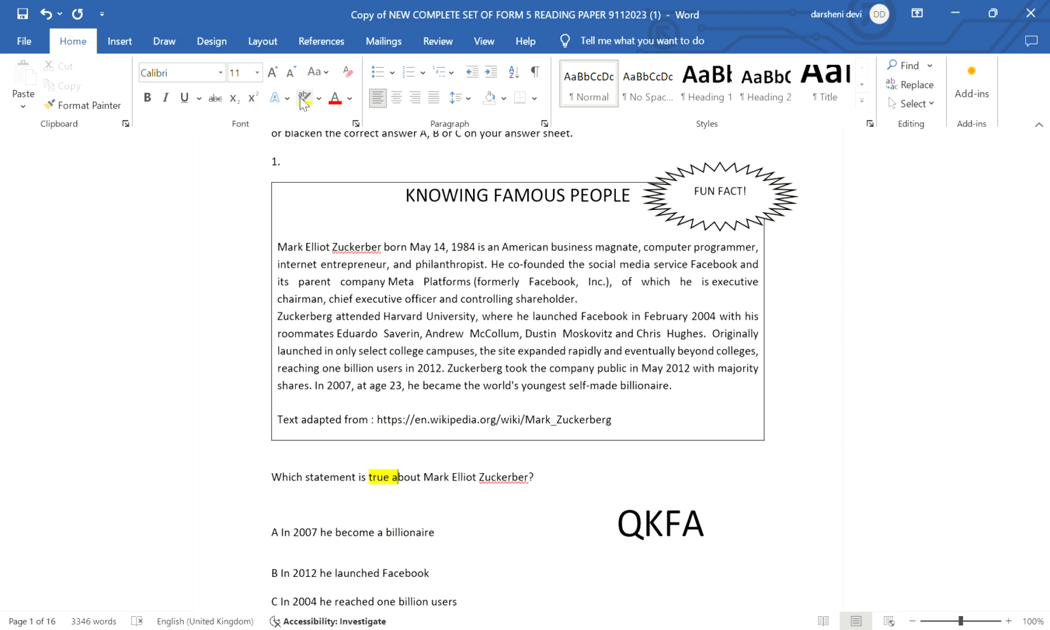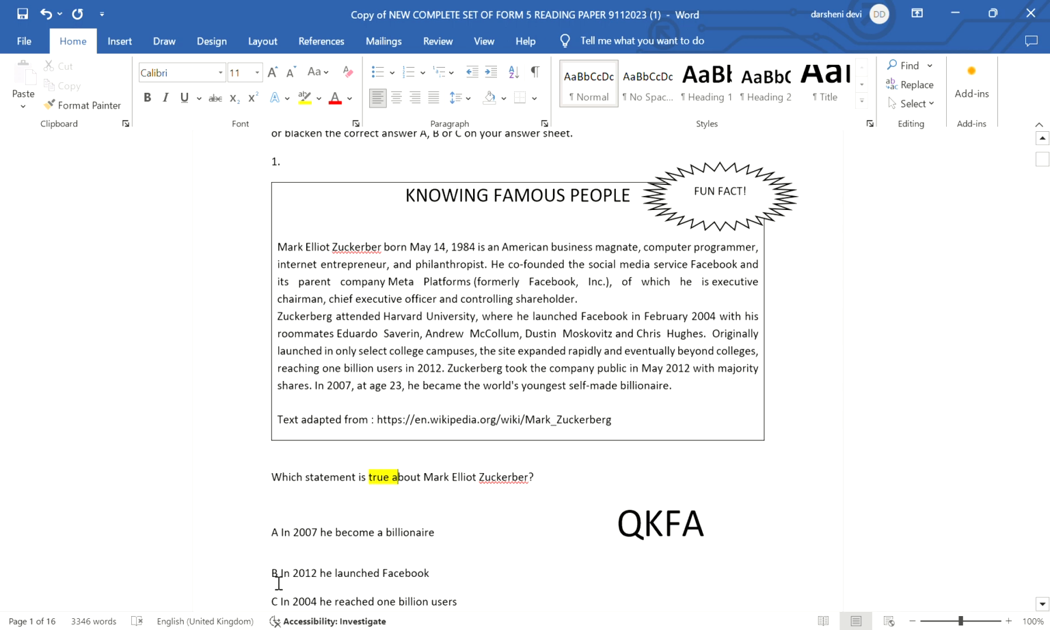So let's look. In 2007, he became a billionaire. So when did he become a billionaire? We need to find the word billionaire. Okay, so he reached 1 billion users in 2012. And in 2007, he became the world's youngest self-made billionaire. You see? So we already know that the answer is actually A.